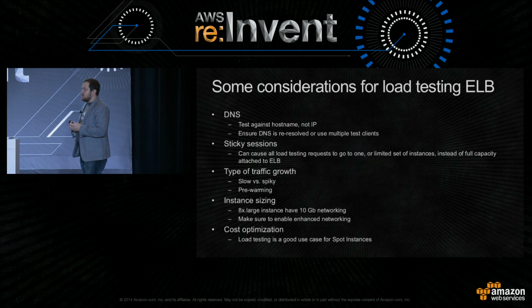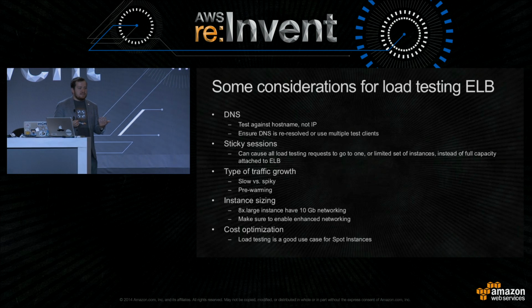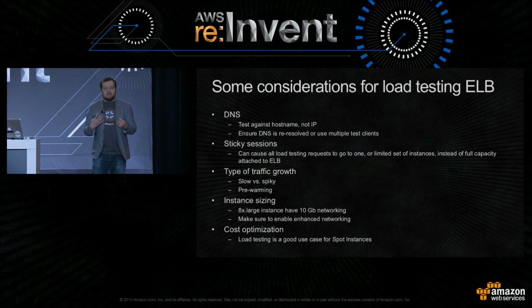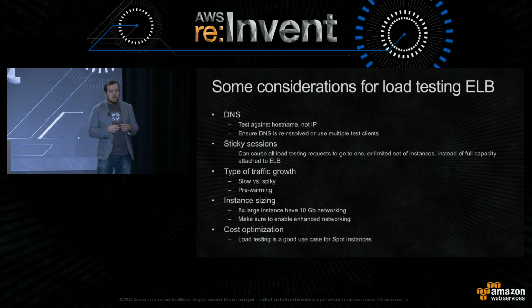And you want to think about your traffic growth. So if your traffic growth is slow and steady, the ELB will scale for you. If your increase of load on your ELB is more than 50% every 5 minutes, you're going to want to do what's called a pre-warm.